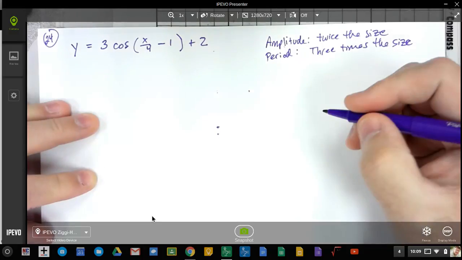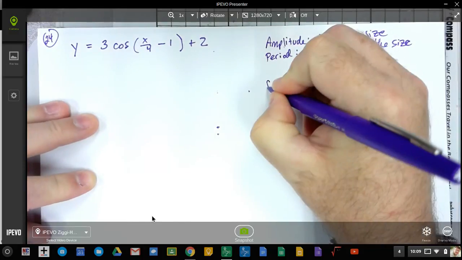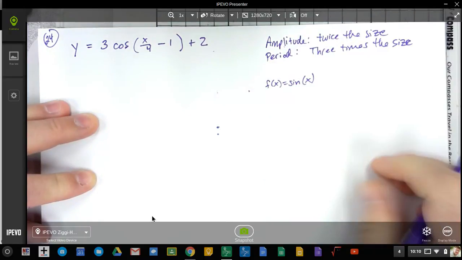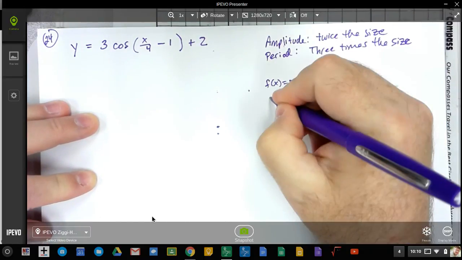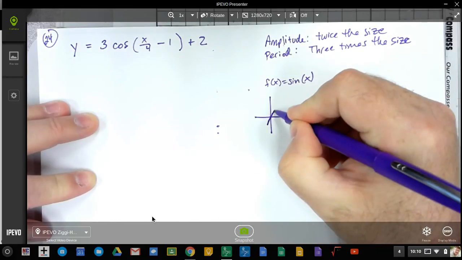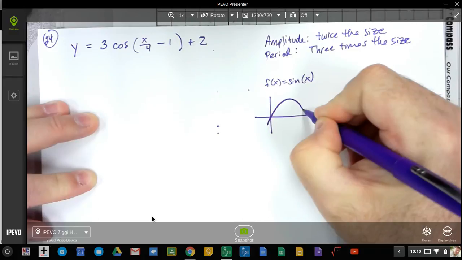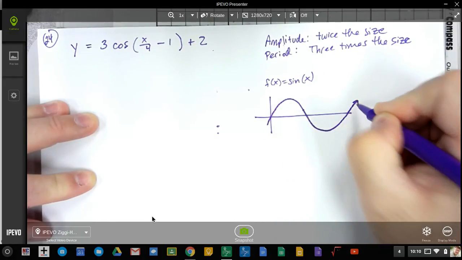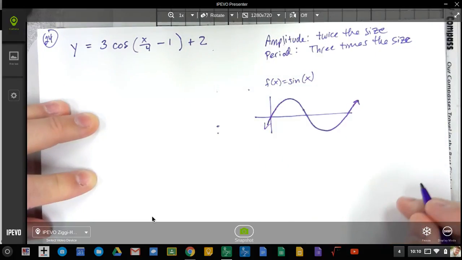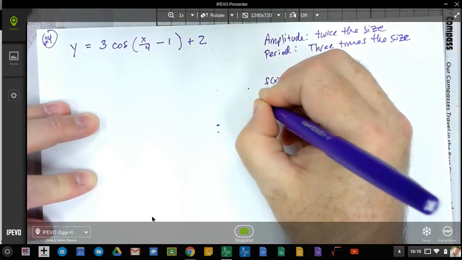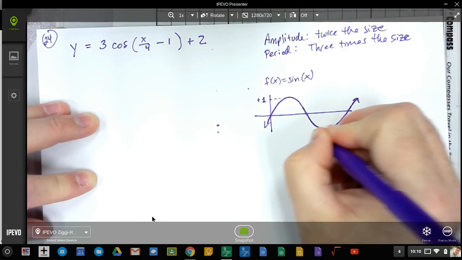But let's redraw that. And we're going to look at f of x equals sine x. Okay, just look at that graph. So this graph starts at 0, goes up, turns, comes back down, goes up, and repeats. Okay? We know that it oscillates between a positive 1 and a negative 1 right here.